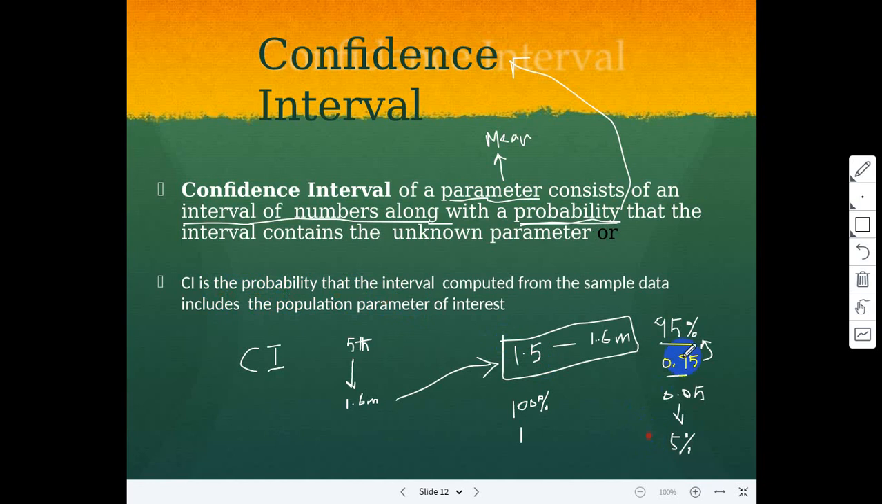So the CI is the probability, computed from the sample data, that the interval includes the population parameter, because we are interested in the population. So this is the confidence interval, and I hope you got this because I have explained this in previous slides, so the idea is the same.